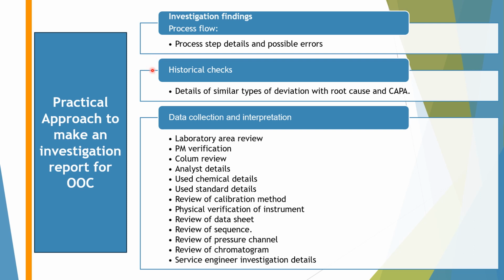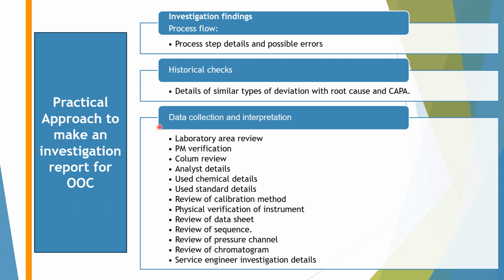Next is historical checks. Here you need to provide the details of similar types of out of calibration results with root cause and CAPA. You can consider the last 2 years of data to check for the same type of out of calibration results and provide the details, right? You can also use various tools to find the root cause, such as 5-why, fishbone diagram, FMEA, fault tree, and hypothesis, etc., right? You can use these tools to identify your root cause.